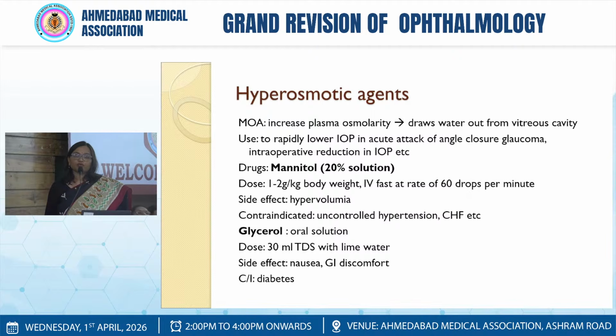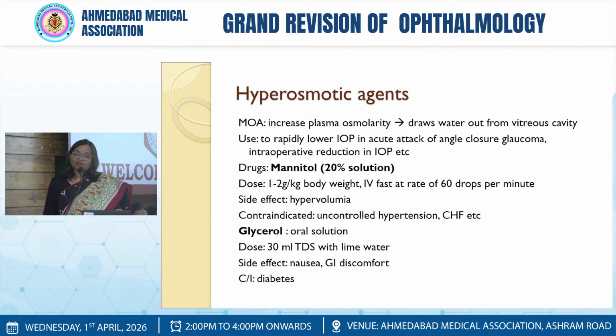The commonly used one is mannitol, which is available as a 20% solution in the dose of 1 to 2 gram per kilogram body weight. It is to be given IV at a fast rate, because if you give it slowly it will get diluted by the blood, so there will not be an osmotic effect and the IOP will not come down. The side effect of this is hypervolemia. So it is contraindicated in patients with uncontrolled hypertension, congestive heart failure or decreased renal output.